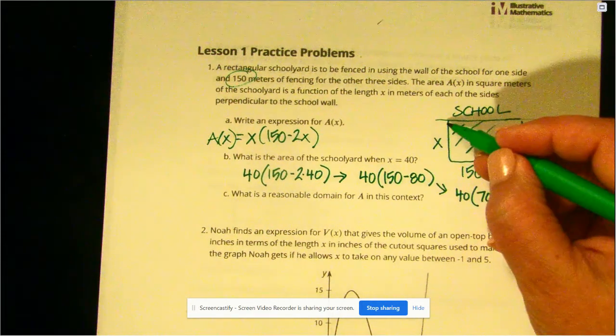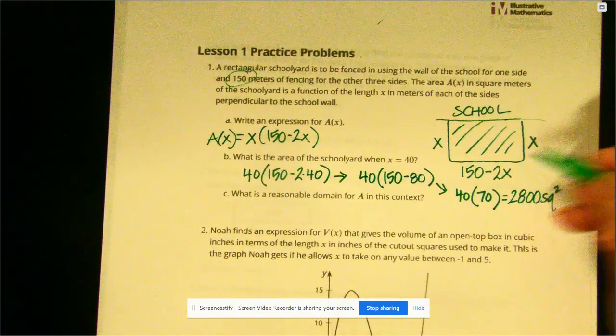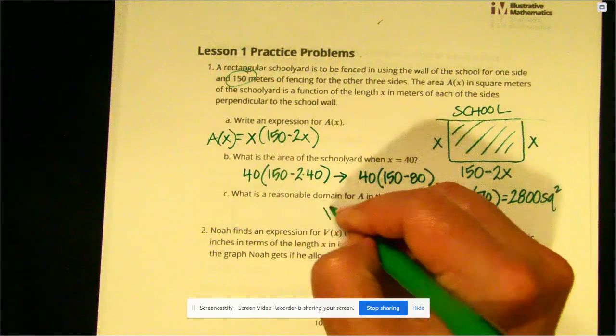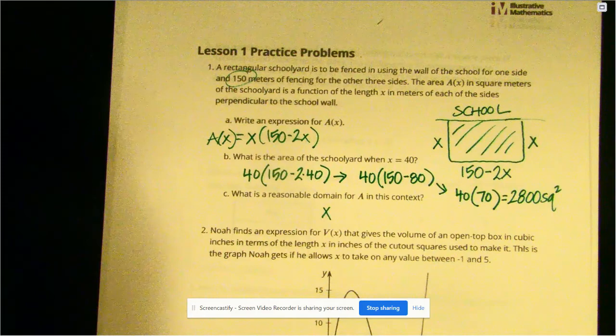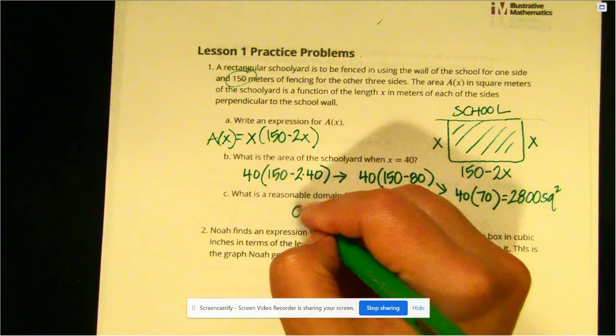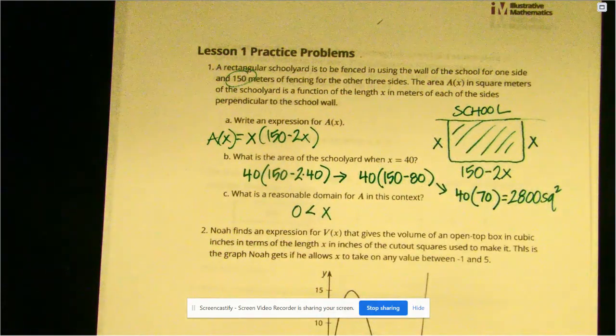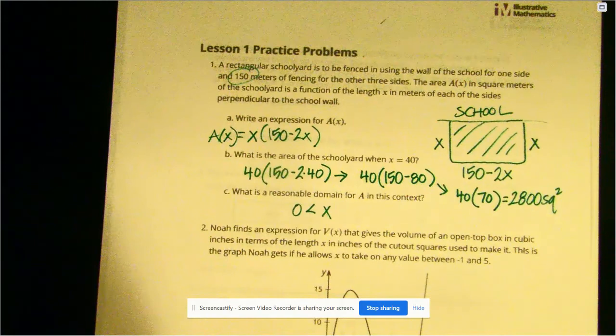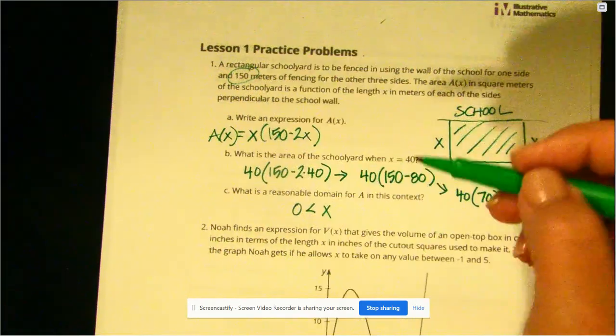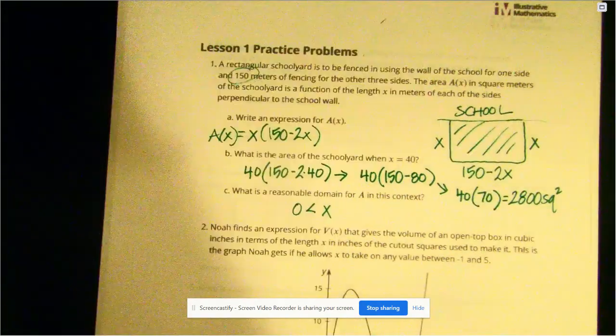What is a reasonable domain? What are numbers that you can plug in for these dimensions? Well, the smallest you can have is 0, right? Or you could have a half, 1, 1.5. So I'm going to put 0 over here. So I want x to be bigger than 0. And then realistically, how big could I make these sides?